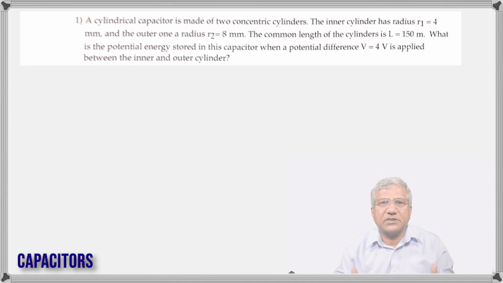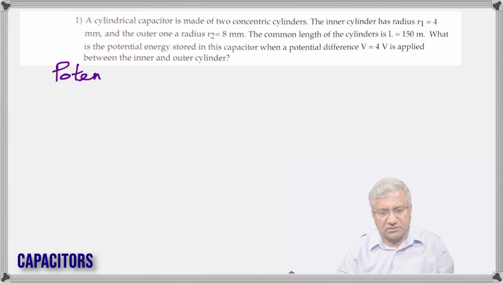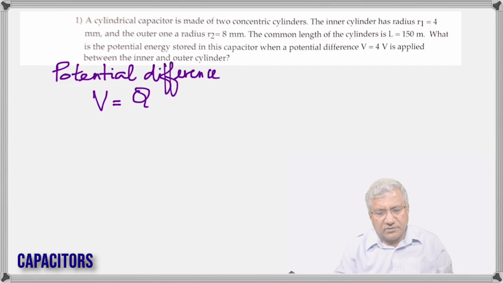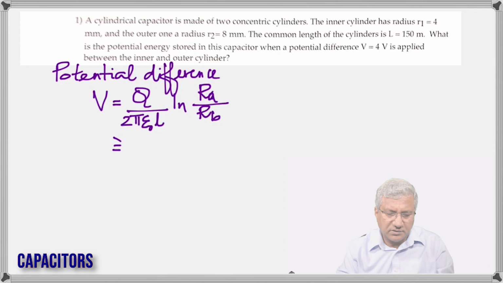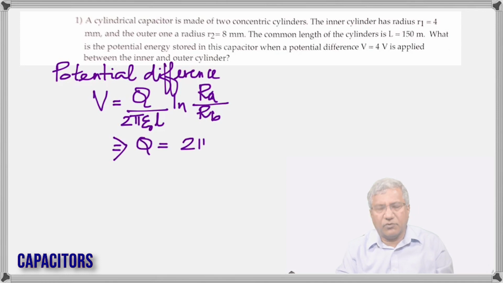So it is a cylindrical capacitor, and we are asked to find the potential energy stored in this capacitor. We know that the potential energy can be calculated in 3 ways. One of the formulas is 1/2 CV squared, and the voltage is given as 4 volt, but we have to find the capacitance first. So let's do this. Okay, so the potential difference is Q by 2 pi epsilon naught L natural log R1 by R2, or RA by RB. That's the formula for voltage.